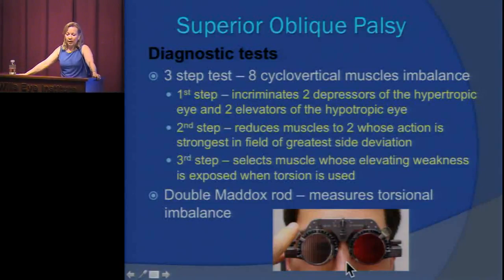In the second step, you're going to deal where the hypertropia is largest in side gaze. Okay, so this just reduces the muscles to two, whose action is strongest in the field of the greatest side gaze. And in the third step, it's going to deal with the torsional component. It selects the muscles whose elevating weakness is exposed when torsion is used. Okay? So the most important thing for boards you need to remember is you got to talk about marching palsies.